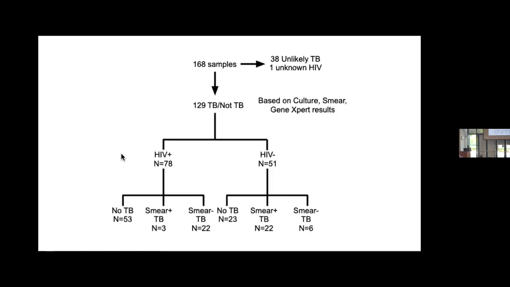So going through the -80, we were able to come up with 168 samples from the original study, 39 of which we excluded because they were adjudicated as being unlikely TB, and one of which was excluded because their HIV status was unknown. This left us with 129 samples of patients with and without TB. And again, this is all based on culture, smear, and GeneXpert results in terms of adjudicating whether people had TB or not. The majority of the patients in this cohort were HIV positive. And among the HIV positive patients, unsurprisingly, the vast majority were smear negative. And among the HIV negative population, the majority were smear positive.